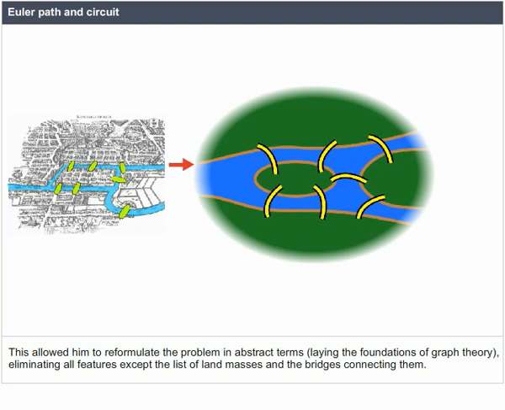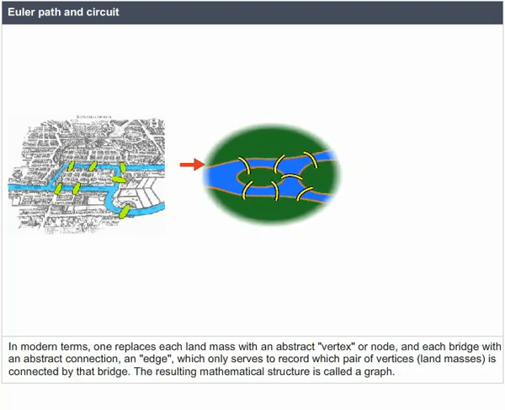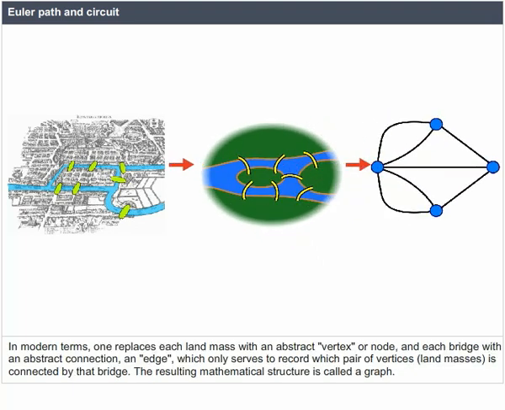In modern terms, one replaces each land mass with an abstract vertex or node and each bridge with an abstract connection, an edge, which only serves to record which pair of vertices, land masses, is connected by that bridge. The resulting mathematical structure is called a graph.